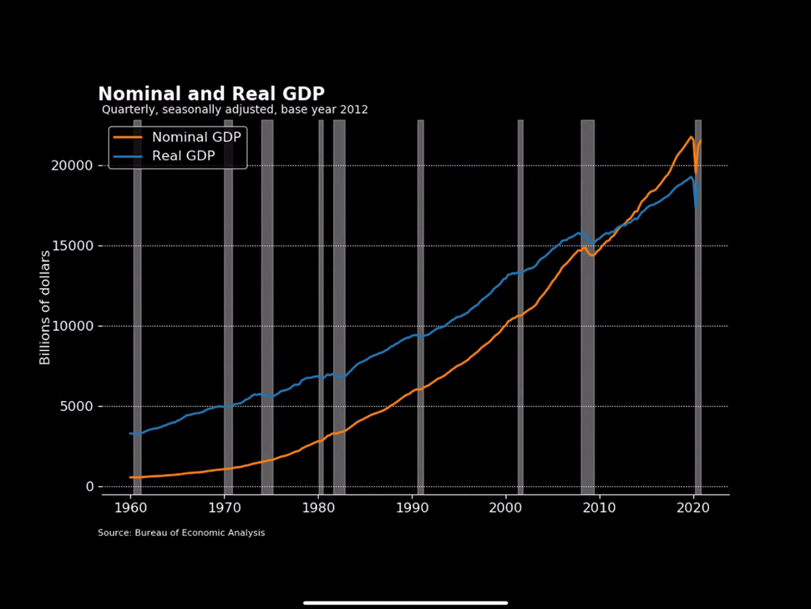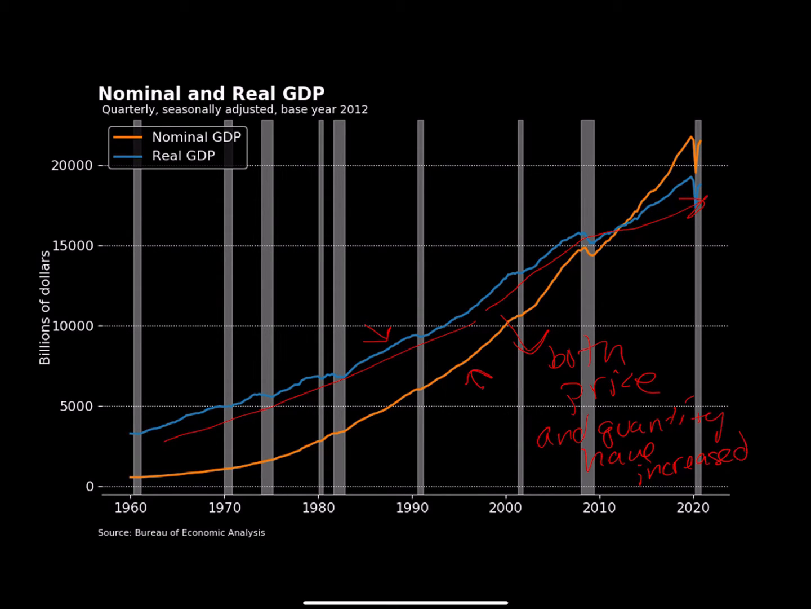So let's take a look at what we have in the United States since 1960. This line here is nominal GDP. This line here is real GDP. What we see is that we have seen an increase in real GDP in the United States, just not as much as is reflected in nominal. That suggests both price and quantity have risen. Real GDP is our measure of quantity.